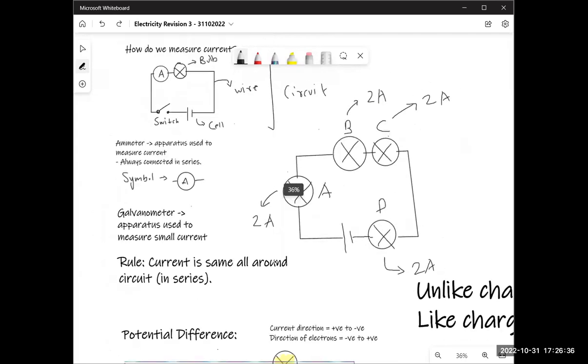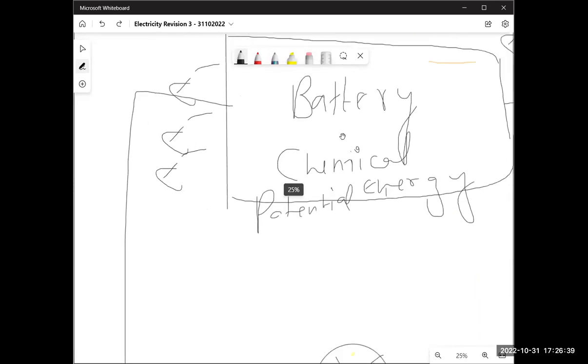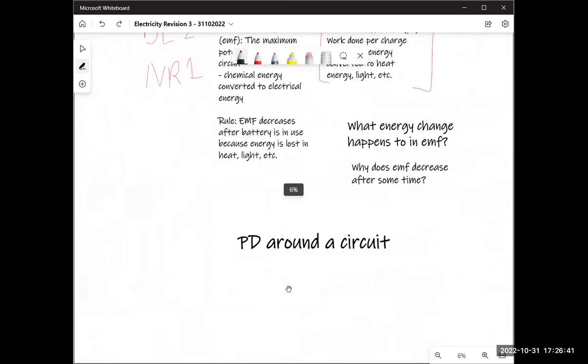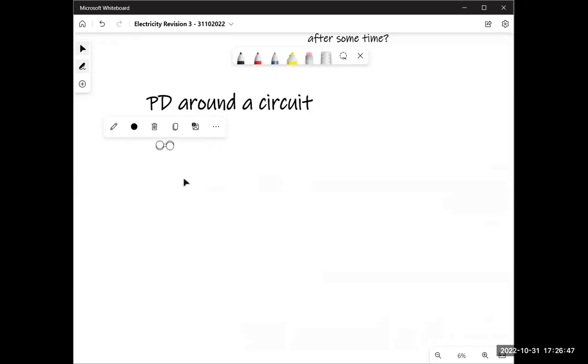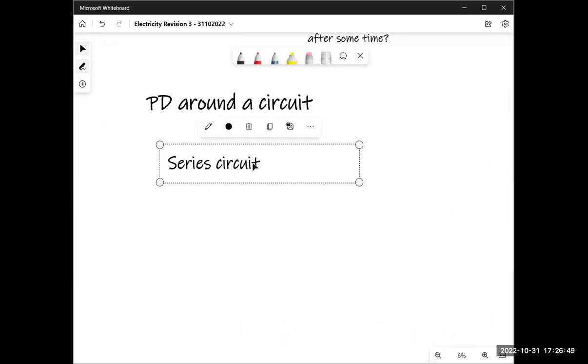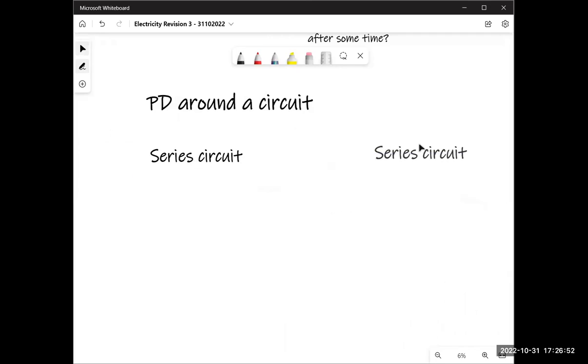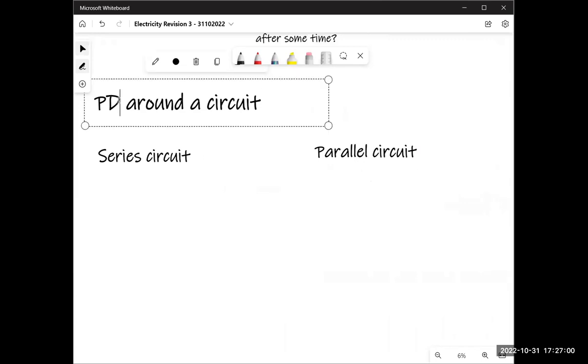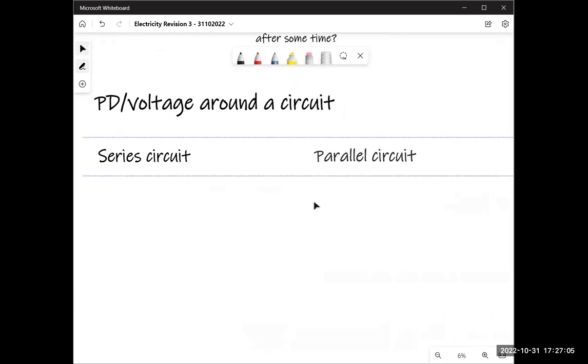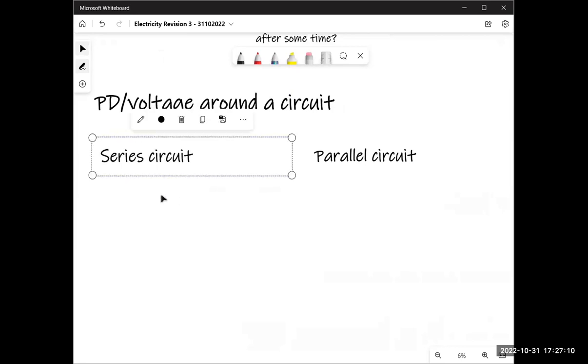That is afterwards. We'll look at what series means in a second. So let's look at PD around a circuit. Now we'll first look at series. Series circuit. Write this and we're done with the whole current thing. Series circuit. And we'll write something called parallel circuit. PD slash voltage. PD and voltage are the same thing, by the way, exactly the same. Just nicknames of the same person, right? They thought, why call it potential difference? Because you have an easier name, voltage.